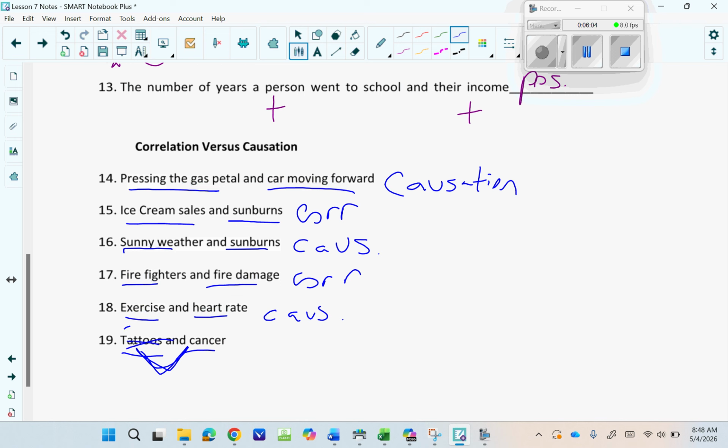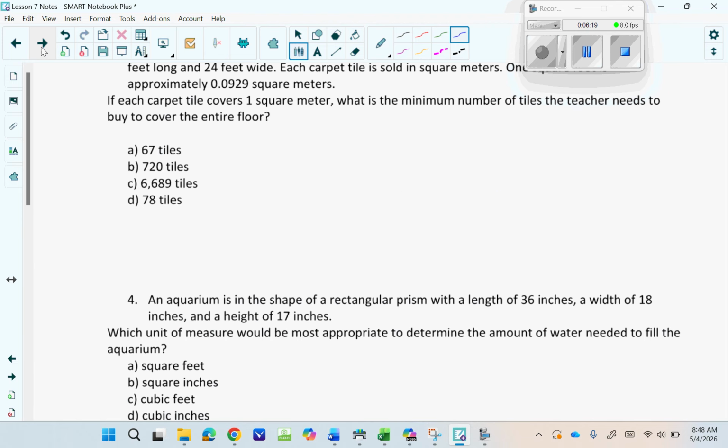So if I change this to cigarettes, it's been proven that cigarettes cause cancer, so I would say causation here. But at this time, tattoos and cancer, there's only a correlation there. We can't prove causation.